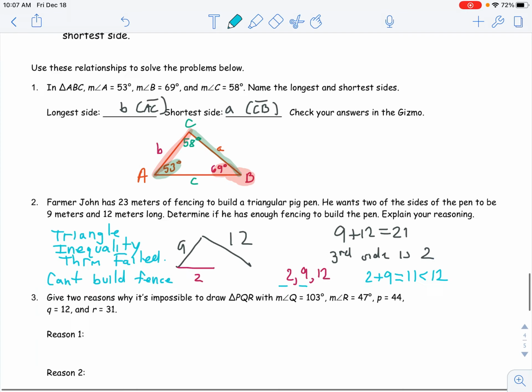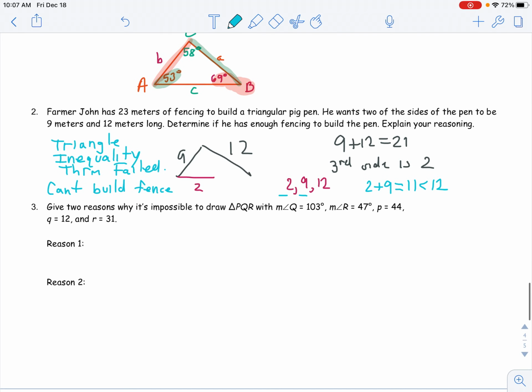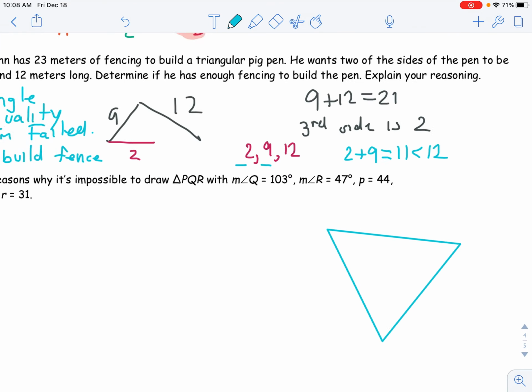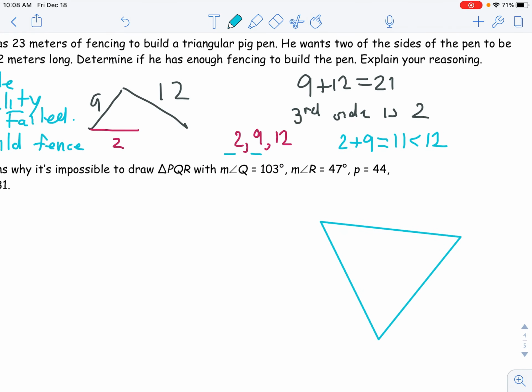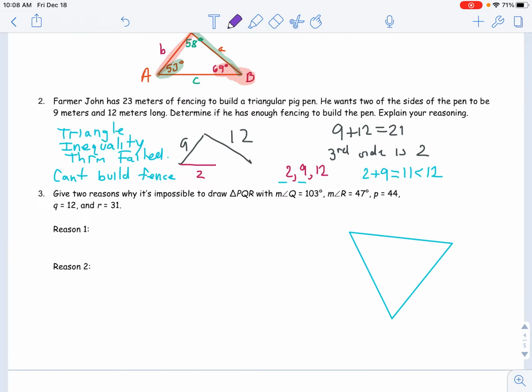Wow. And then the last one: give 2 reasons why it's impossible to draw a triangle PQR with measure of angle Q 103 degrees, measure of angle R 47 degrees, and sides p 44, q 12, and r 31. Again, let's just go ahead and draw this random triangle. This is what it looks like. It doesn't have to be accurate. None of these angles are 103. But let's just focus on all the info.